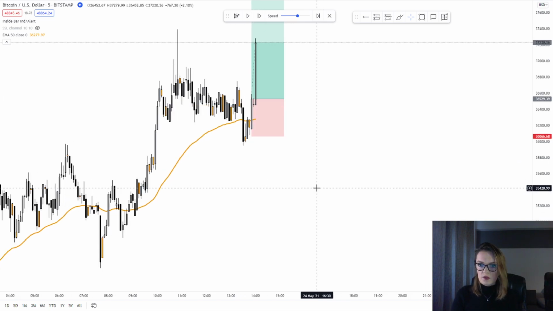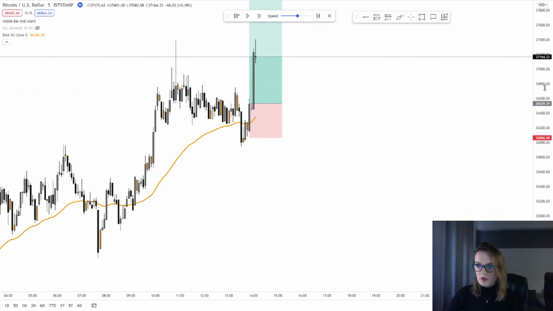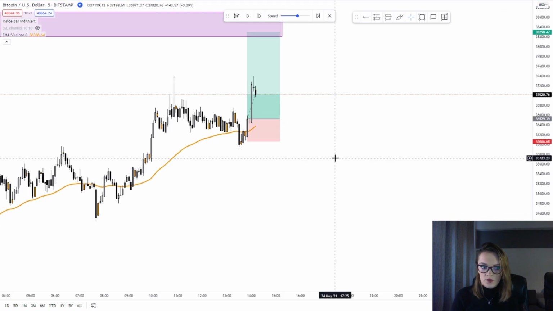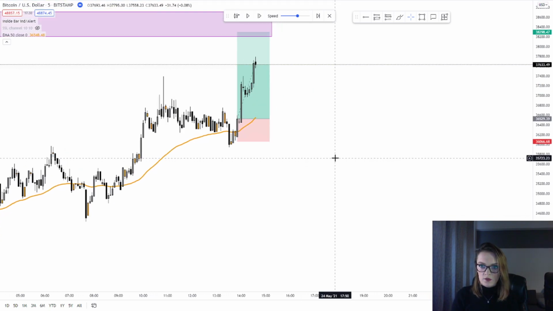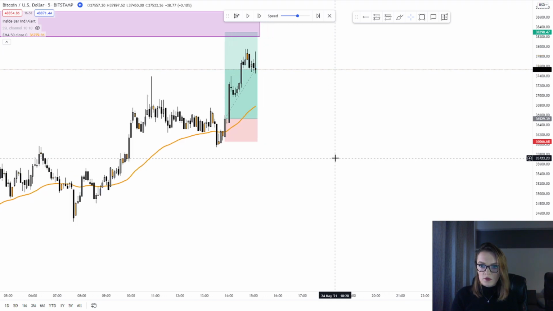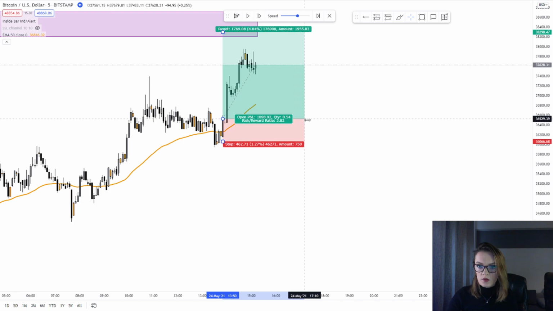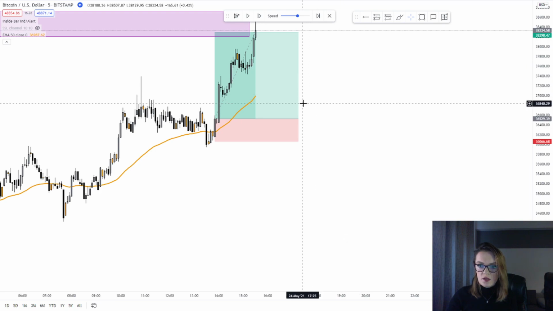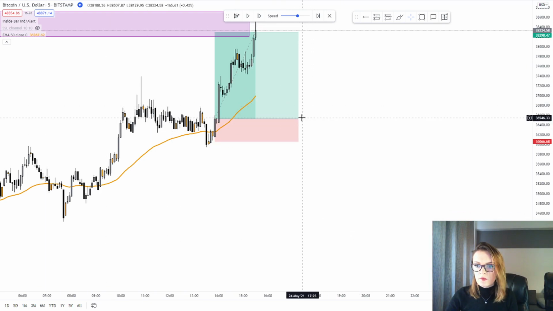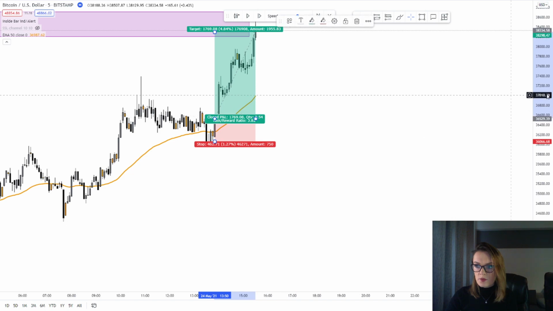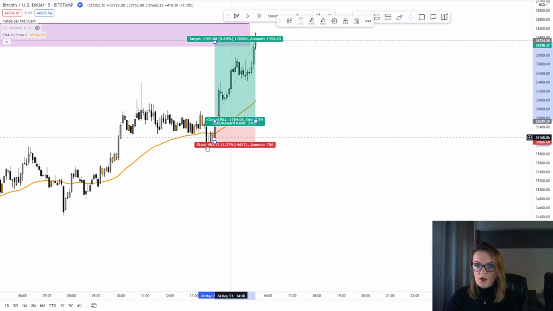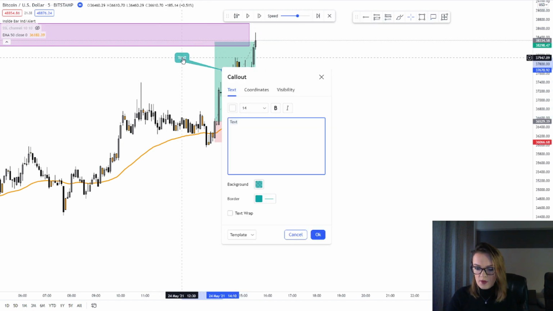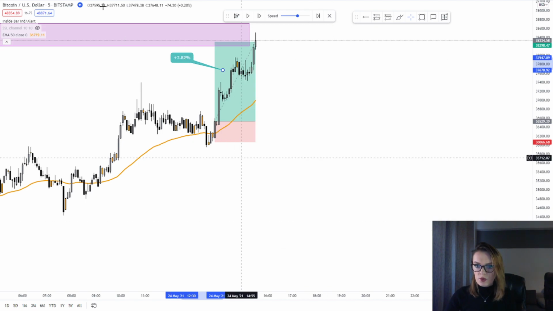Okay, we have some pretty nice candles here. And yes, our target was hit. And let's see what our profit is here. So we have plus 3.82% for this position. Plus 3.82%. It's a pretty good one.